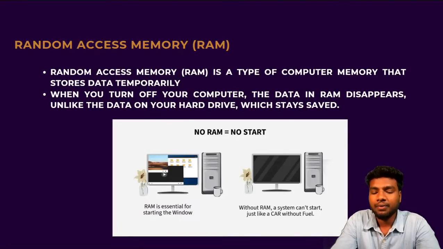This is a main important thing of RAM memory. There are a lot of varieties of RAM, like SRAM and DDR memory. All of this comes under the RAM category only. So this is the thing about RAM.